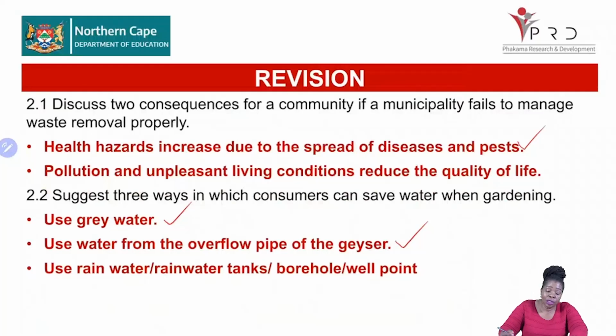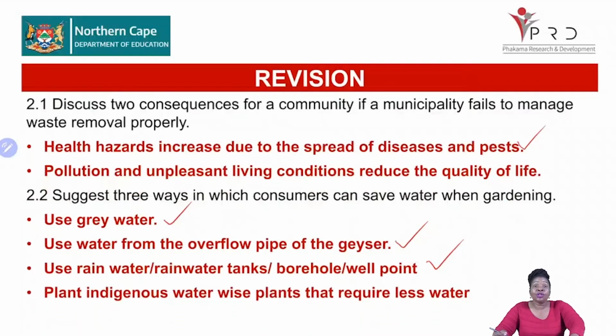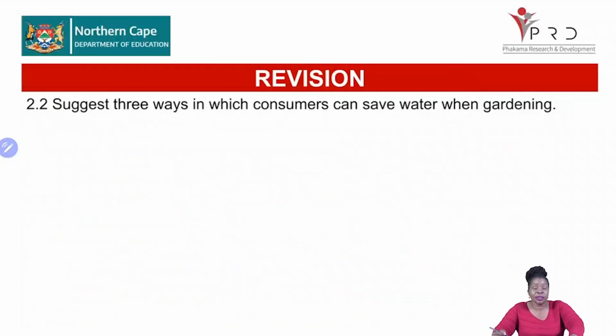Also use rainwater or rainwater tanks, or the borehole if you have one, or a well point. You can also plant indigenous water-wise plants that require less water. Then we are able to save water when gardening. Let's move on to the next question. Question 2.2 says, suggest 3 ways in which consumers can save water when gardening.